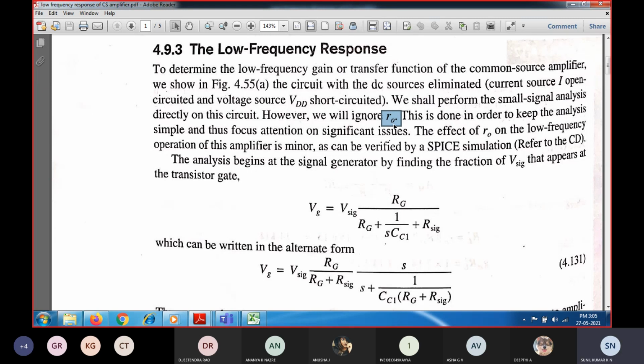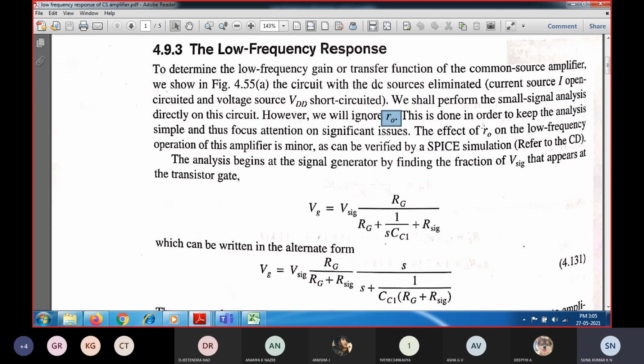So between the drain and source, we are going to have a controlled current source which flows between the drain and source. That is IDS, which will be equal to gm times VGS. So that is the small signal circuit. Only that much will be there, so we are not going to consider the finite output resistance r0. If we are not going to consider this, the analysis will become simpler. Because of that, the effect of r0 on the low frequency range of the amplifier is minor.